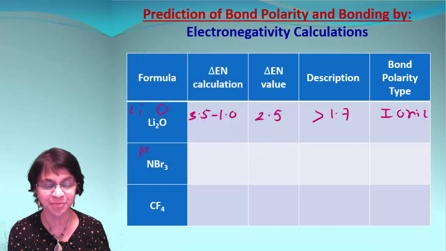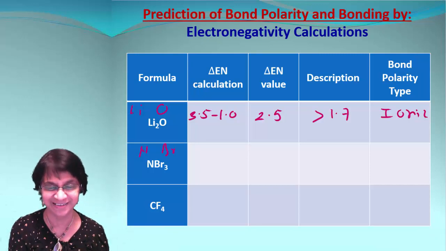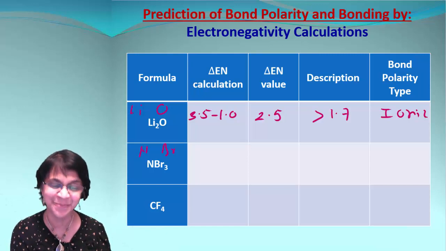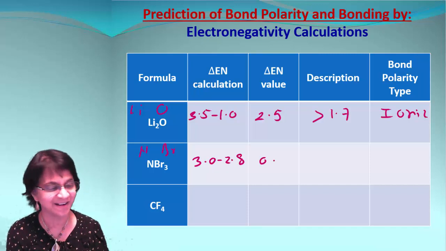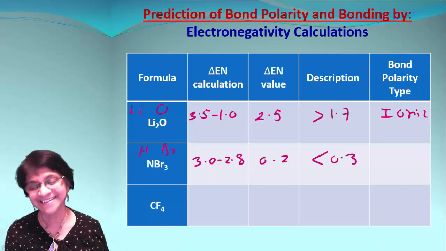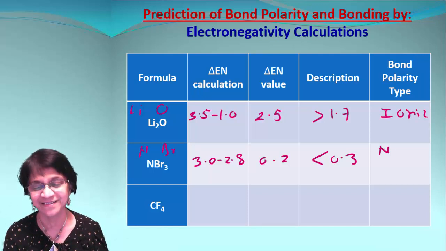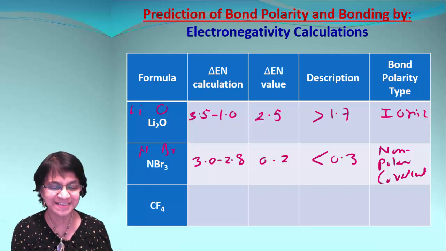Let's do the next one. I am looking for the bond between N and Br. Yeah, we may have 3 bonds, but we are going to talk about just each bond polarity. So for nitrogen and bromine, the electronegativity difference is 3.0 minus 2.8. And how much is that? That is 0.2. 0.2 is, of course, less than 0.3. Well, no brainer. And that means it is going to be a non-polar covalent bond.